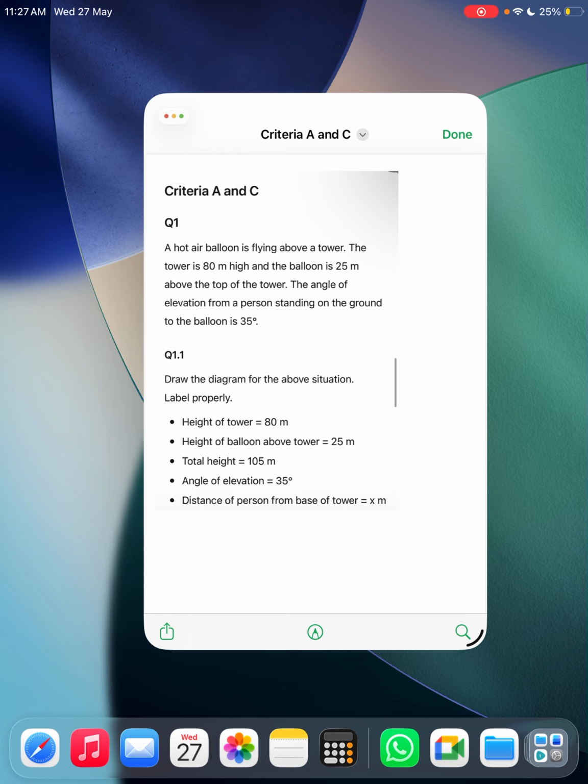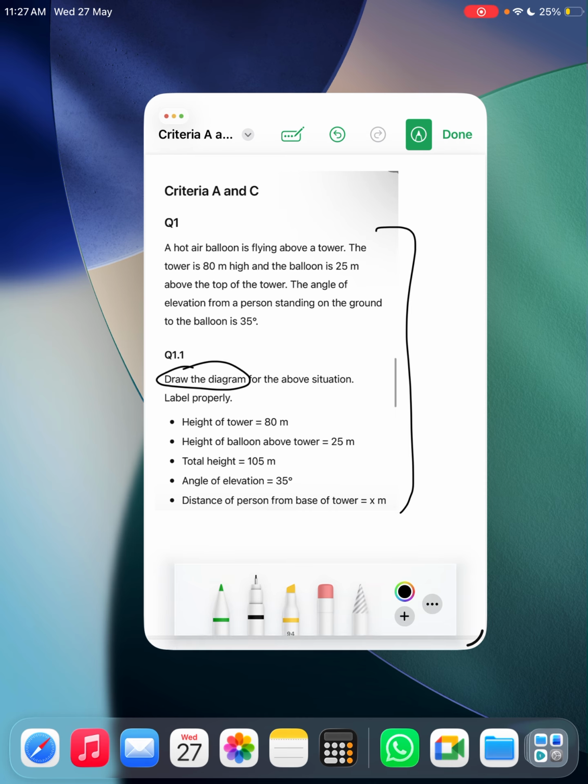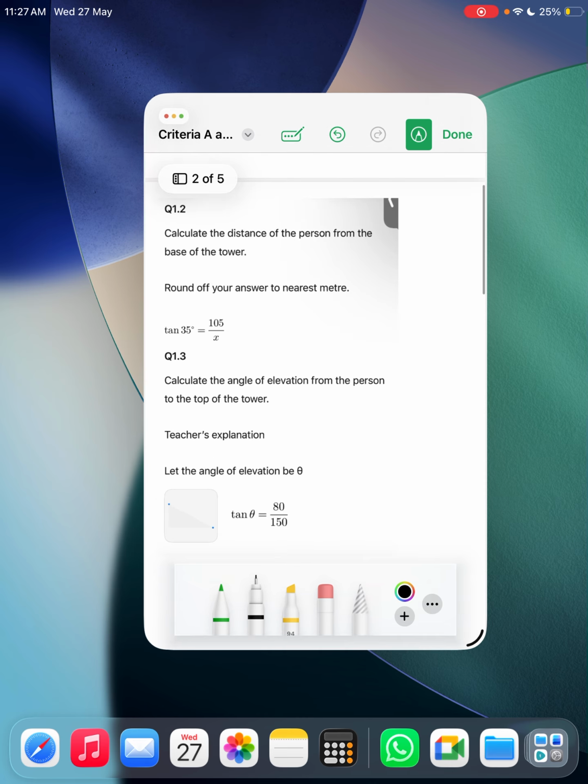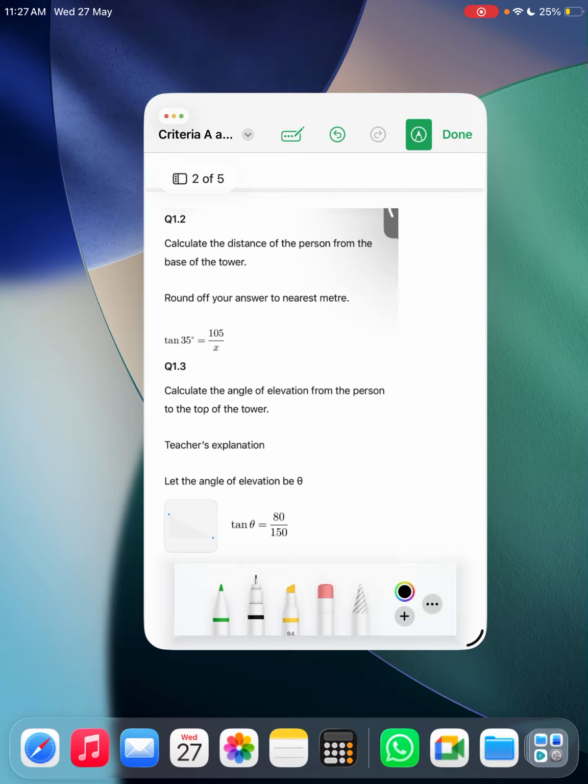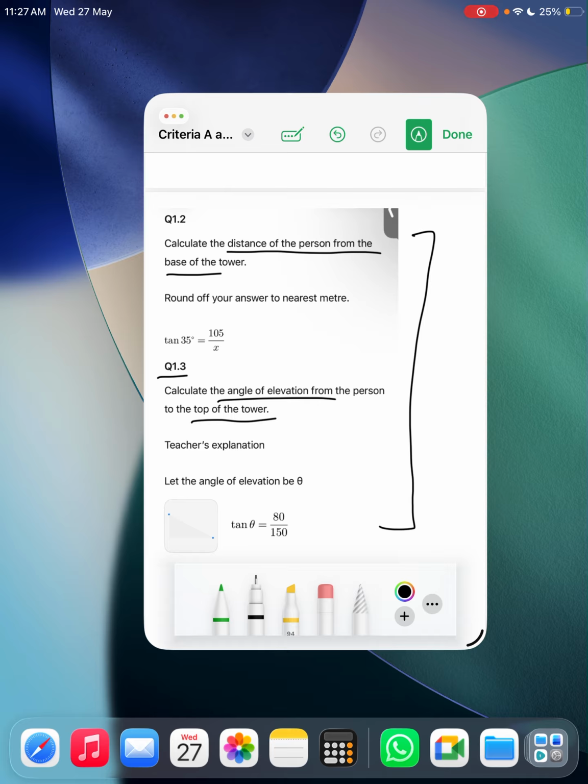This is question number 1. Okay, in the first one it says draw the diagram, right? Then take a screenshot again. It says distance of the person from the base of the tower. Then 1.3 angle of elevation. So it is based on that same question only. Even the angle, they may have helped. Okay, so this is one.